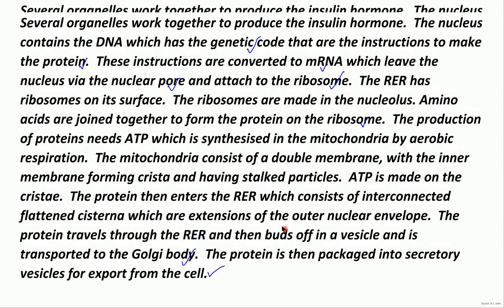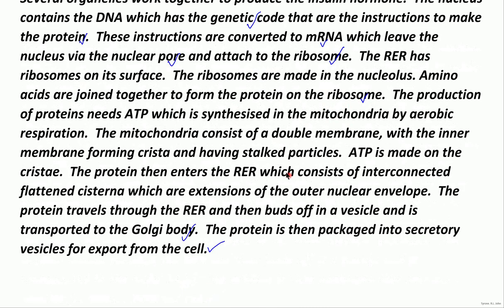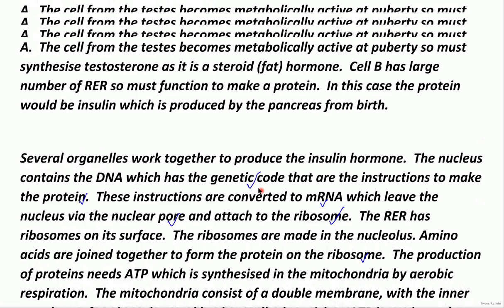So hopefully you can see there it's a nice concise answer. It's mentioning everything in a logical order. Okay. Before a protein can be made, it needs the genetic code, so that's why I've talked about that first. Okay, and then go on to the rough ER and the mitochondria. So, the next part now.